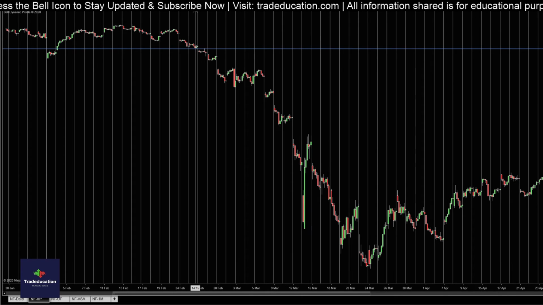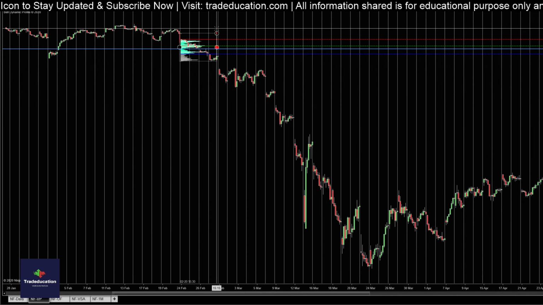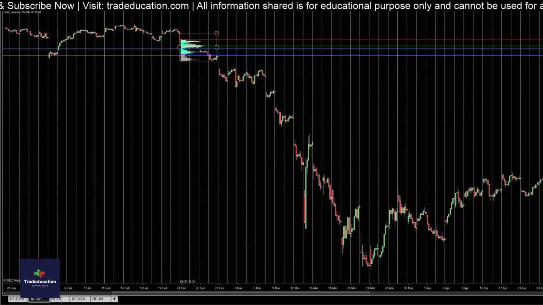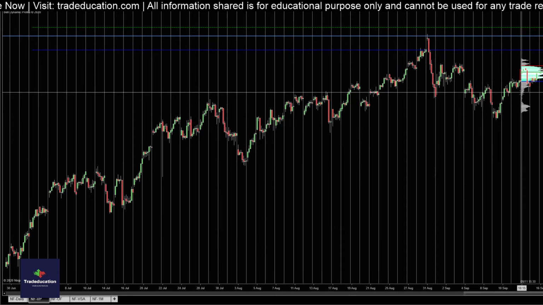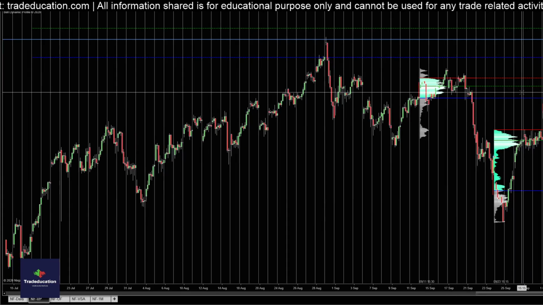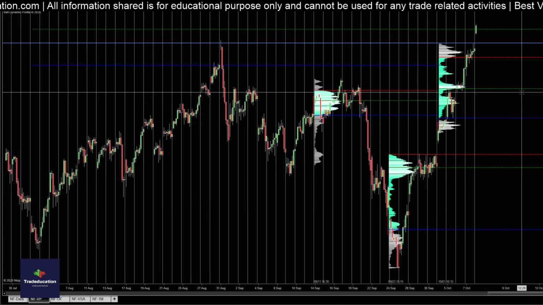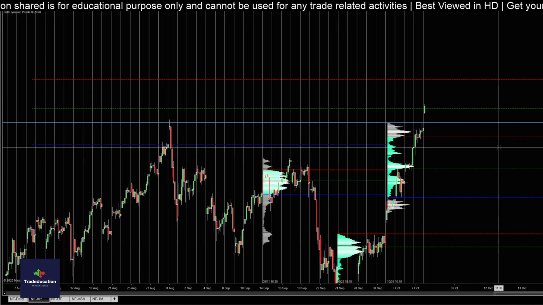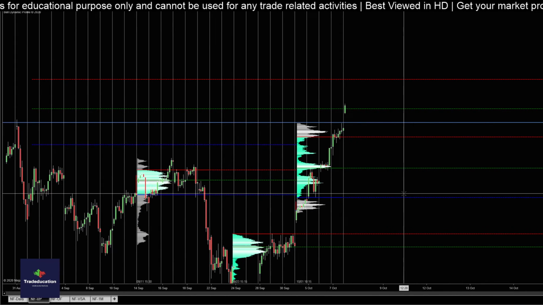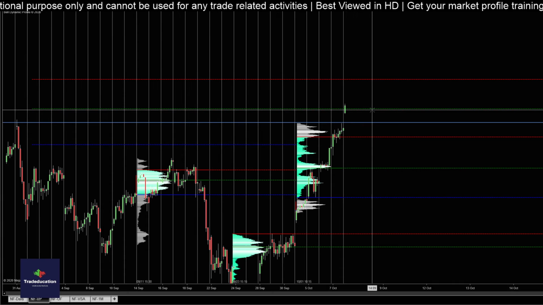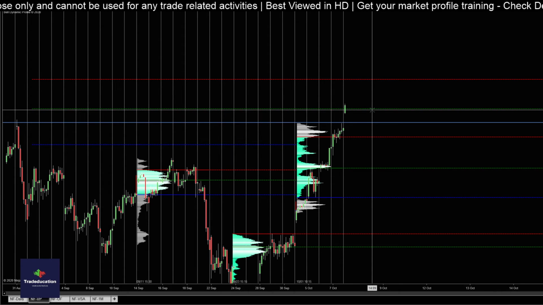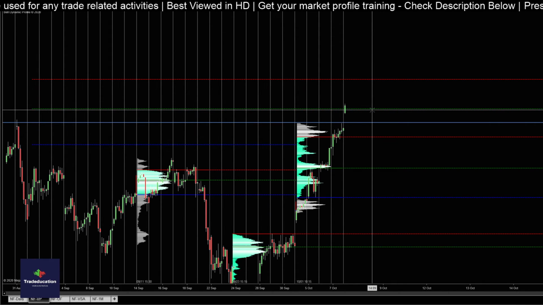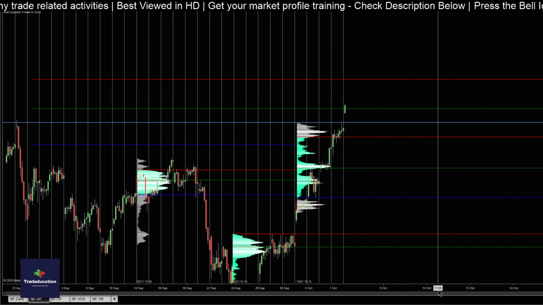Let me mark this zone. Let's see, let's measure. So if you see, the auction is halted around the VPOC. Okay, so this is that particular profile.